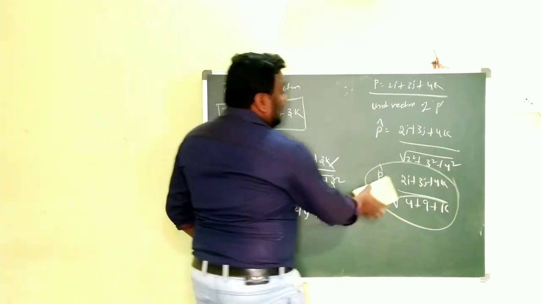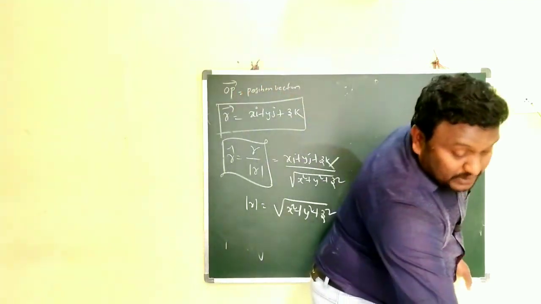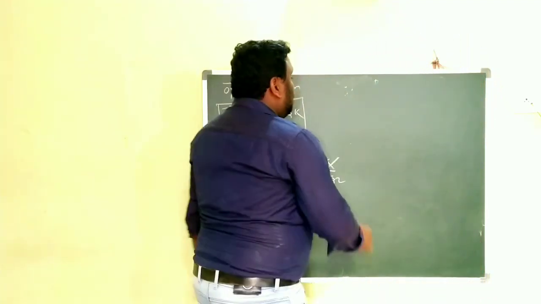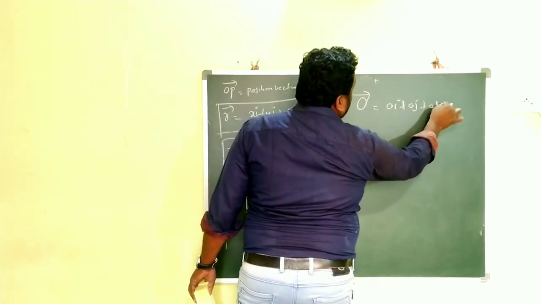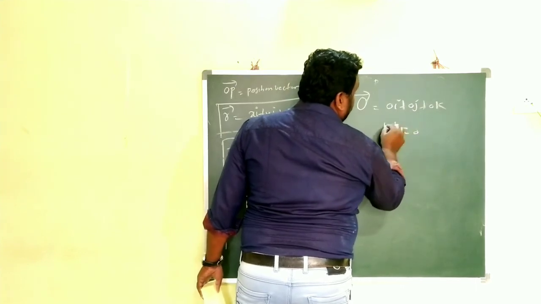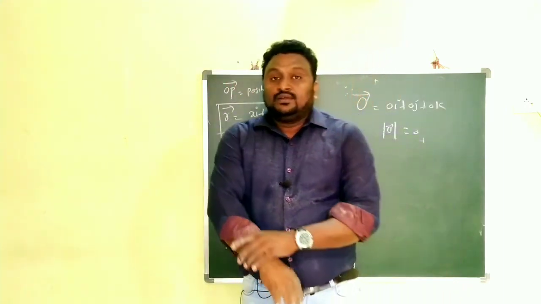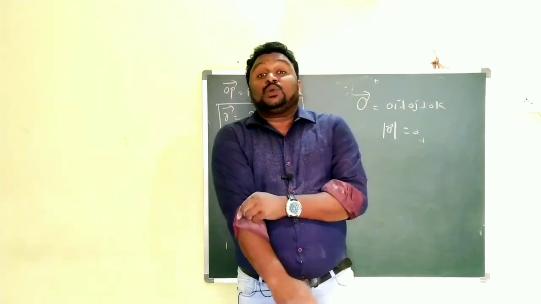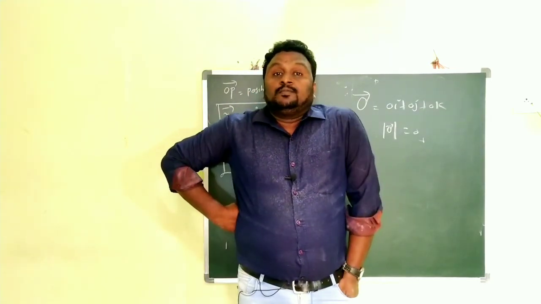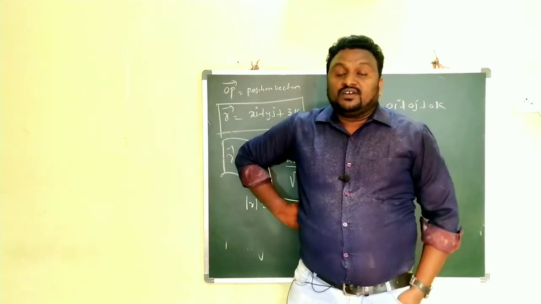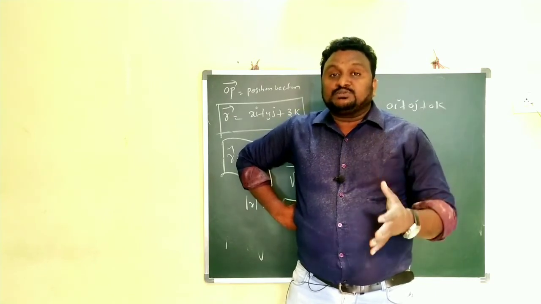And next, children, finally the null vector. What is a null vector? If we add a vector and its opposite vector, we will get a null vector. So the null vector can be represented as 0i plus 0j plus 0k. Its magnitude is 0. A vector which has magnitude equal to 0 is what we call a null vector.